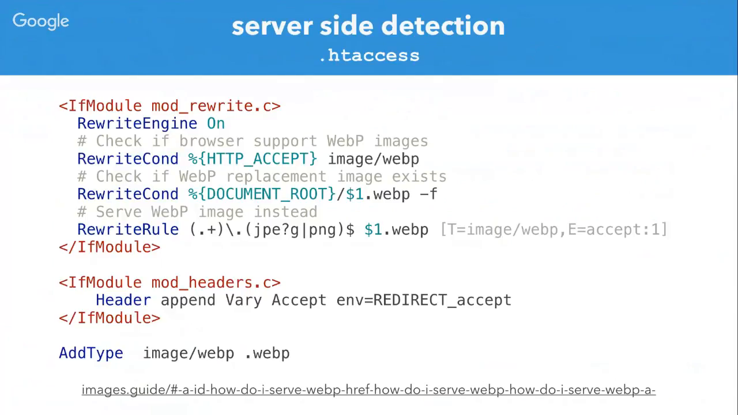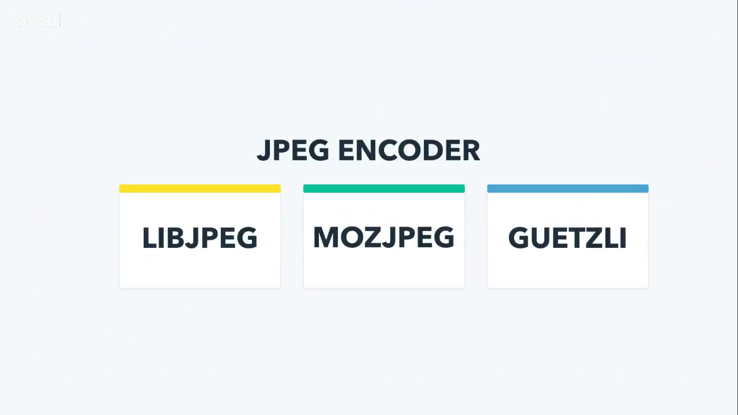What I want to tell you next is that, well, maybe JPEG is good enough, because there are also different JPEG encoders. And you can put these into your build process, and then you can save money for your users. So there's libJPEG, mozjpeg, and Guetzli. So let's have a look.